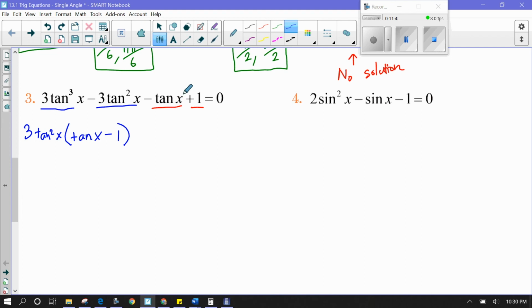Alright, then the next 2 terms, again, I want to factor this in such a way that it ends up looking just like what I have in parentheses here. So if I factor out a -1, or in other words, if I divide both of these terms by -1, I'm going to get this result. So if I take negative tangent and I divide that by -1, I get positive tangent. And if I take 1, divide that by -1, I get -1.